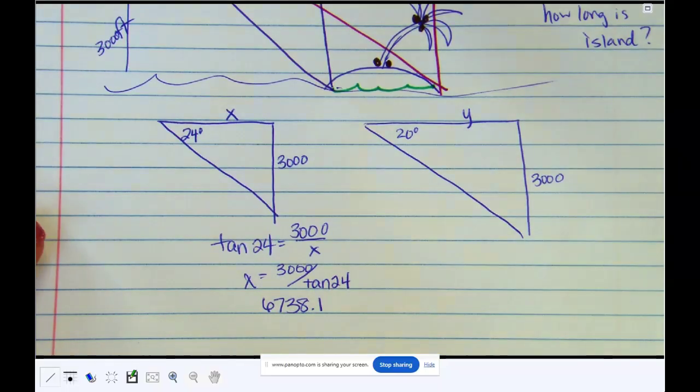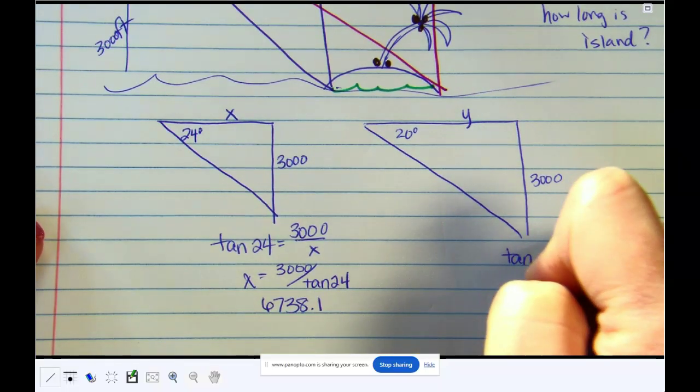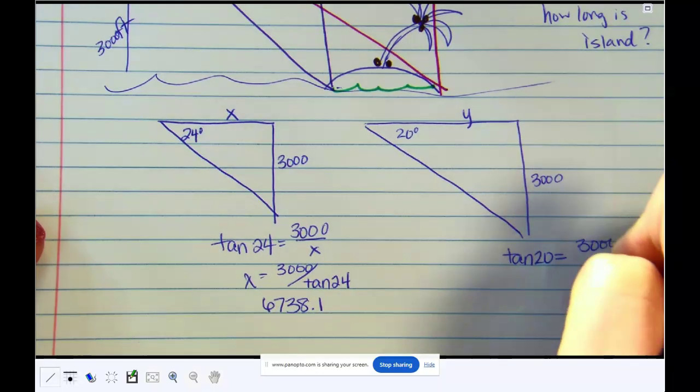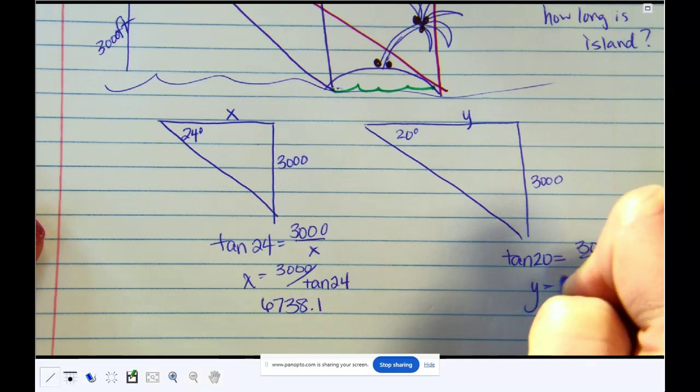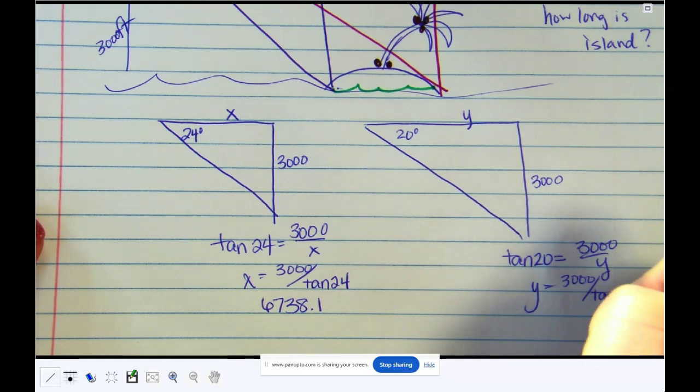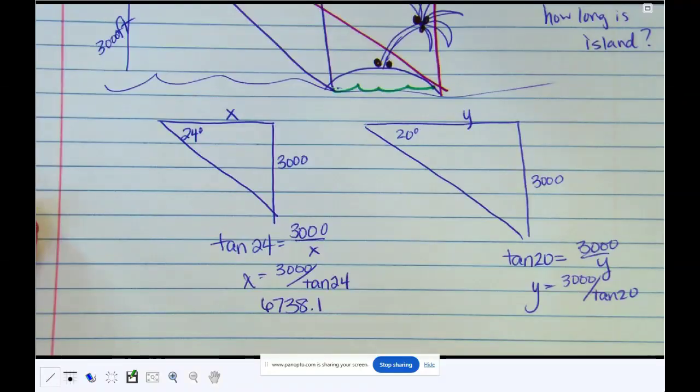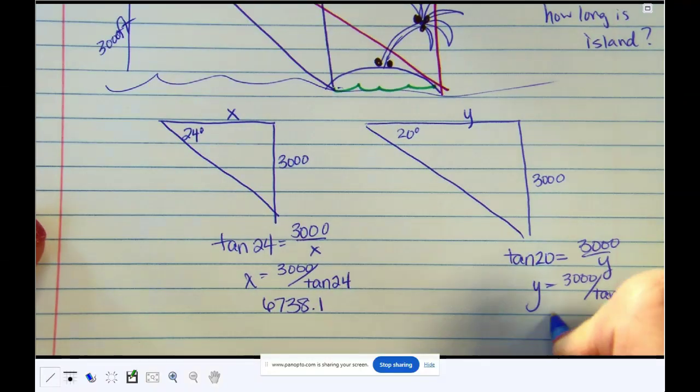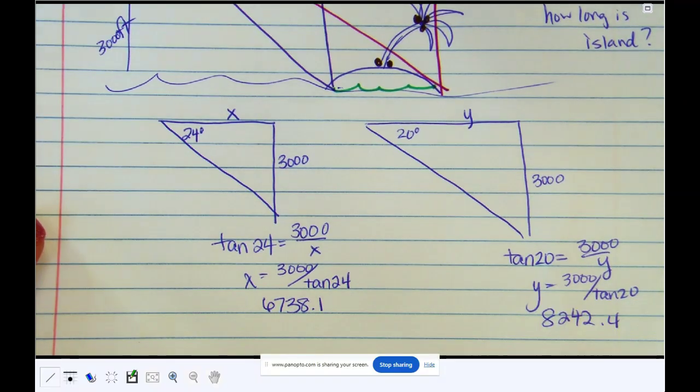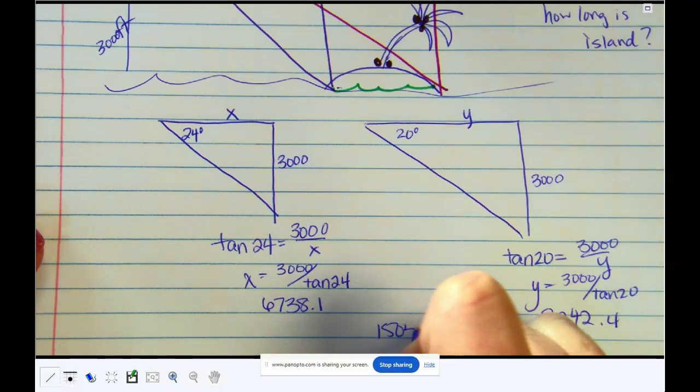6738.1. Opposite over adjacent, swap those two, and you get y equals 3,000 tangent 20. So this is 8242.4. If I want to know how long the island is, what do I do with those? Subtract the small one from the big one. Yep, 1504.3. That would be feet.